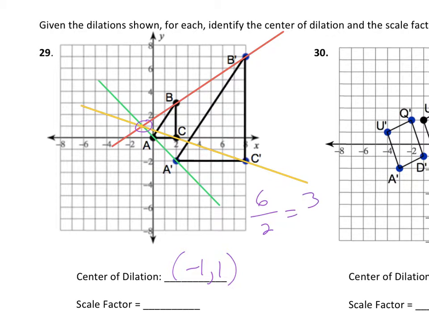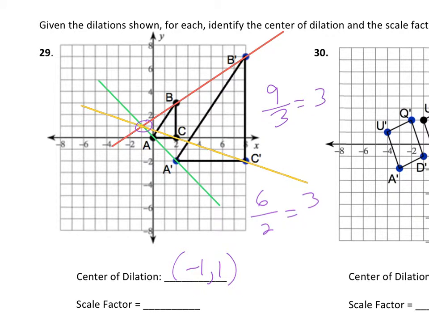Now I'm going to check one more side. Should be true for all of them. BC is 3 units, so B prime, C prime should be 9. 1, 2, 3, 4, 5, 6, 7, 8, 9. I'm getting 9 also. So I'm getting 9 over my original, which was 3, which is again 3 times is what we're figuring out. The new one is 3 times the original length.